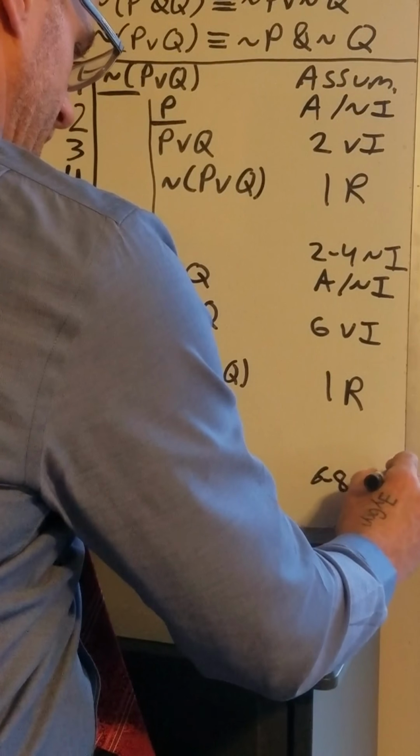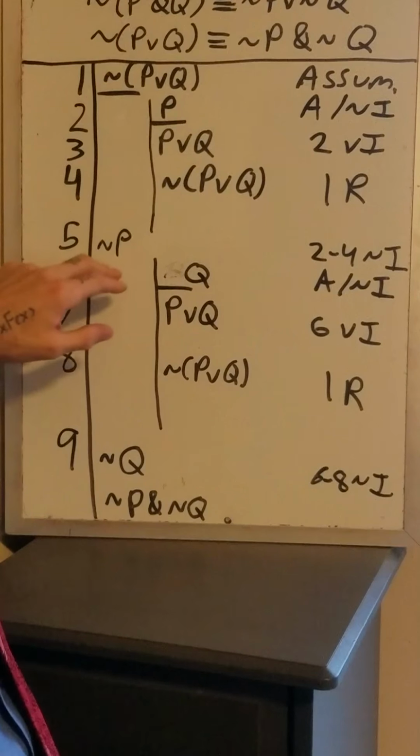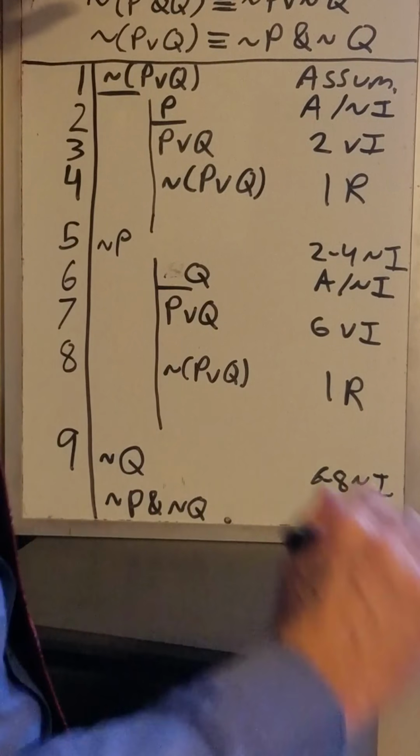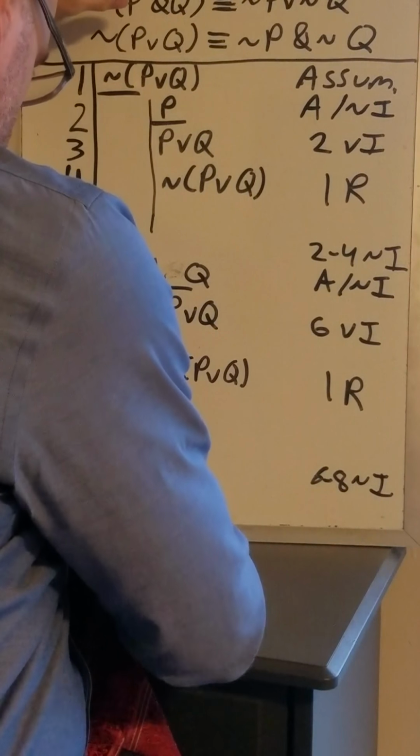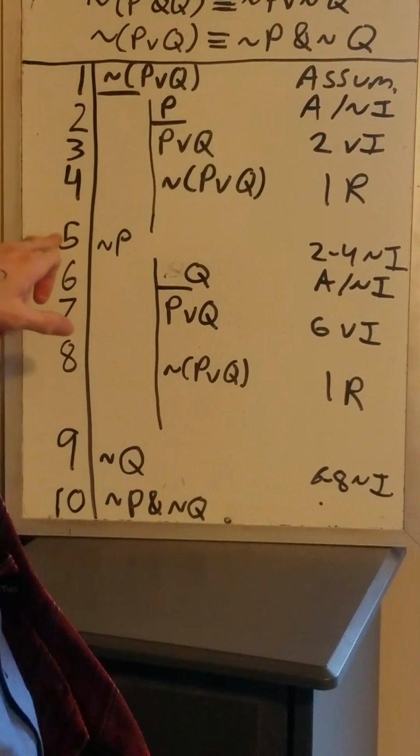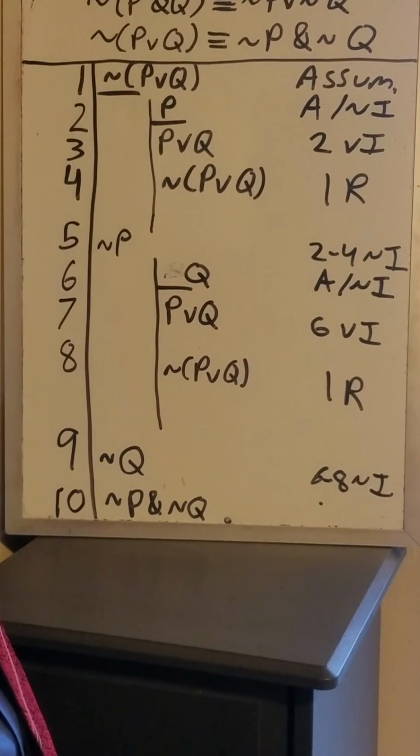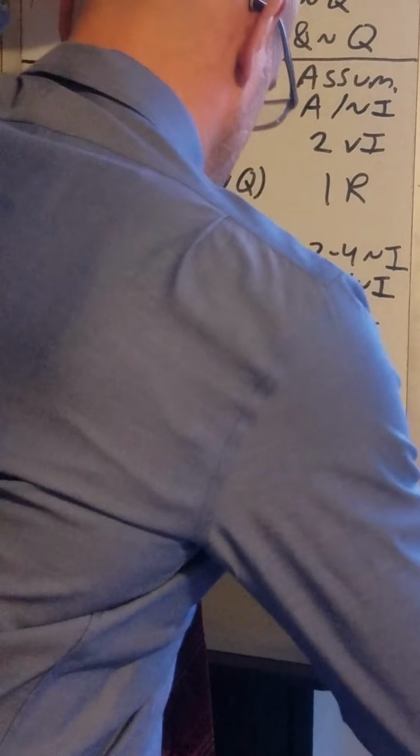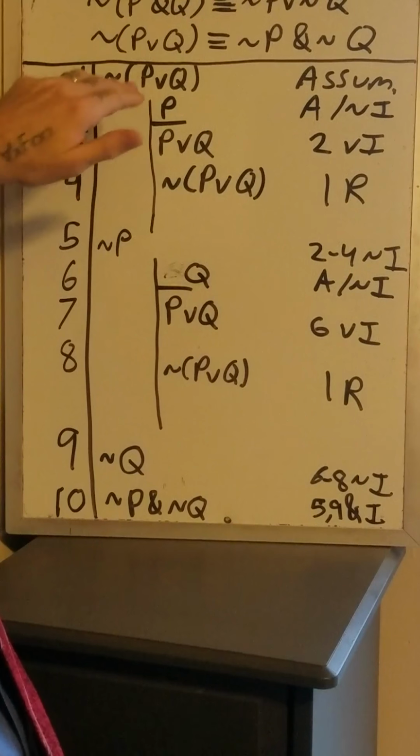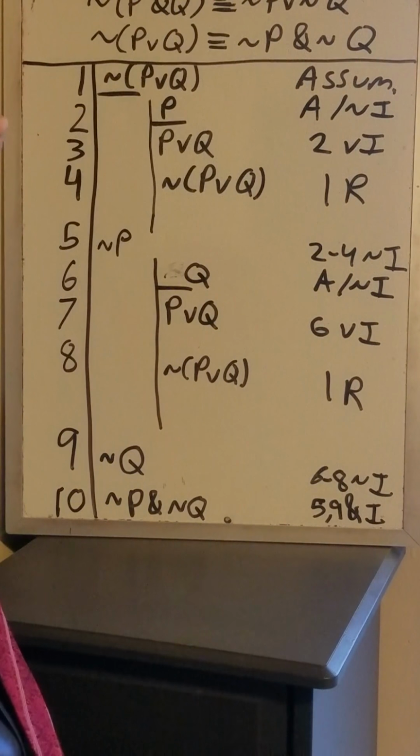Six through 8, negation introduction. And we're done. We can go ahead and use conjunction introduction to get line 10. So lines 5 and 9, conjunction introduction. And that concludes this direction of the proof.